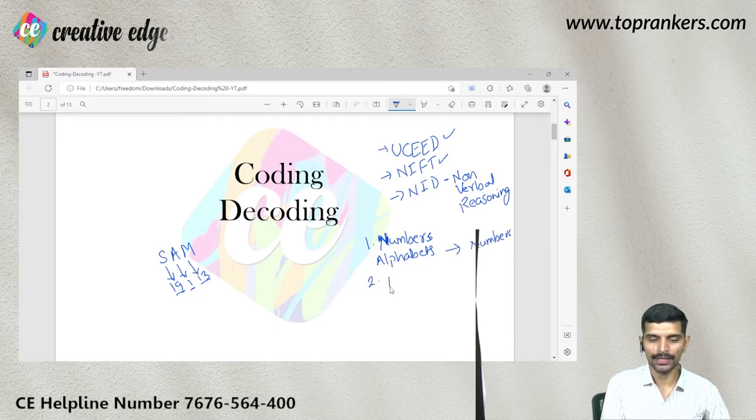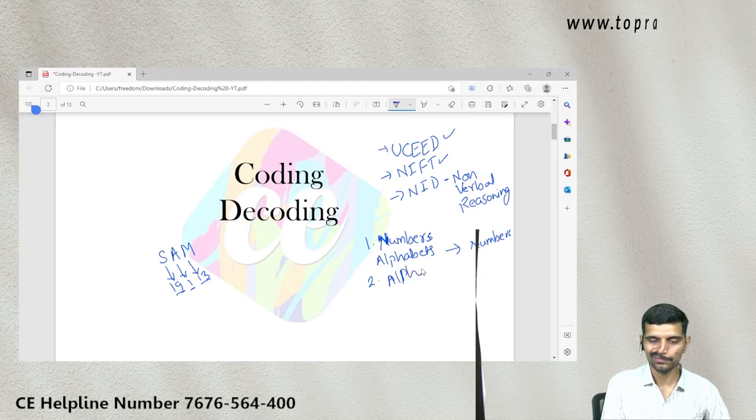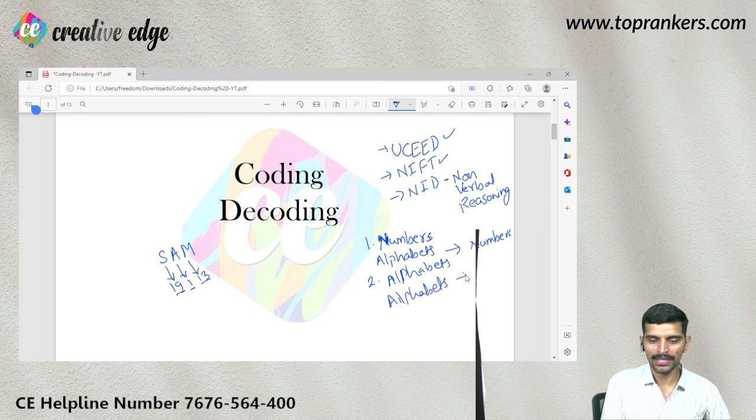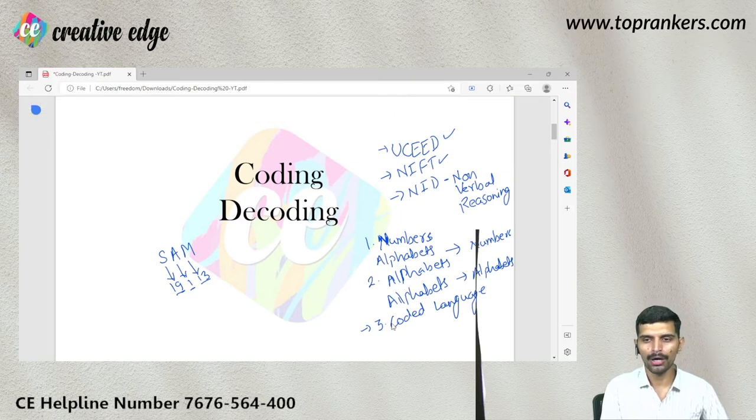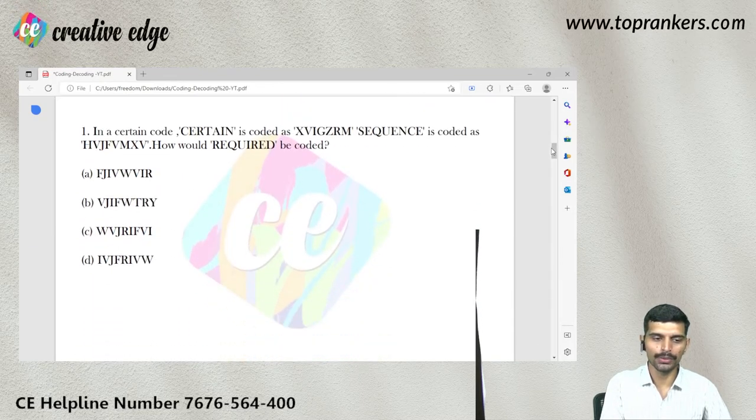Then there is the second variety, that is alphabets only, that is alphabets replaced by alphabets following a certain pattern. Then there is the coded language variety. This is the one that has been asked in UCEED in the past, where certain words are written or coded as other words, right? So these are the three varieties that we are majorly going to discuss today. Other than these, there are a few more that we will see with questions. So let us start with the very first question.